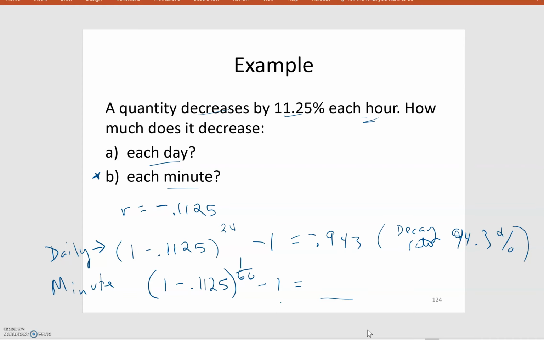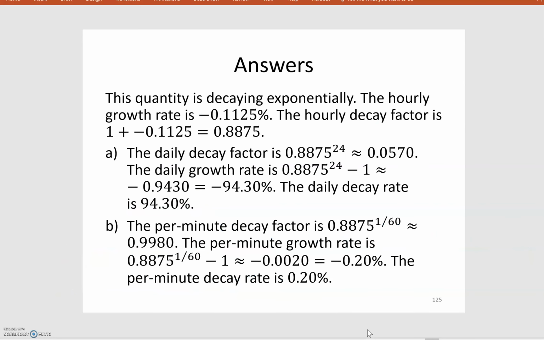And know what you should end up with. So if you know you should end up with a decay rate, then act accordingly. So in this case, that means if I get a negative growth rate here, I'm going to change the sign. So I'll just skip to my solution. Here it is, raised to the 1/60th power. And then as you see here, -1, that gives you a negative number. And then we multiply by 100 and change the sign. And so there it is, 0.2%.